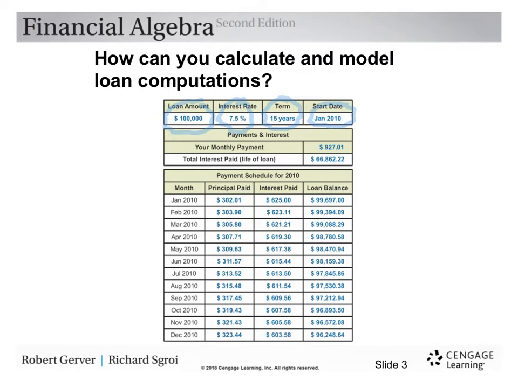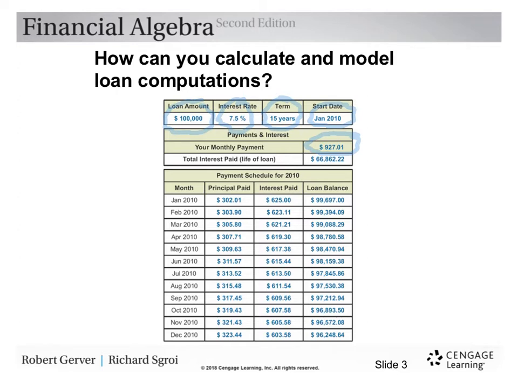this shows basically how the monthly payments are divided up. You can calculate your monthly payment. The monthly payment is $927.01. So this is the amount every month that's going to be paid. However, obviously, the portion of that that's principal and the portion of that that's interest is going to change.